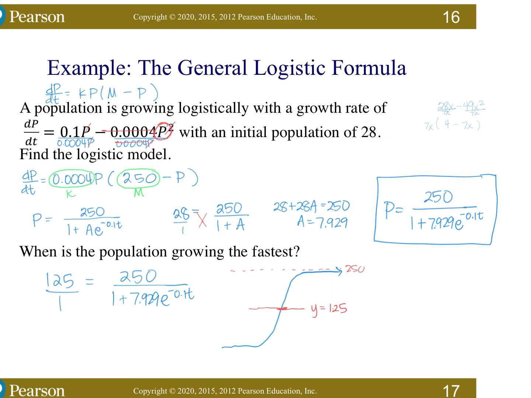So we get the solution that this happens at time 20.705. Now we don't have a unit on time, so we don't know if this is days or months or years or weeks, but that is the amount of time where this population would be growing the fastest.